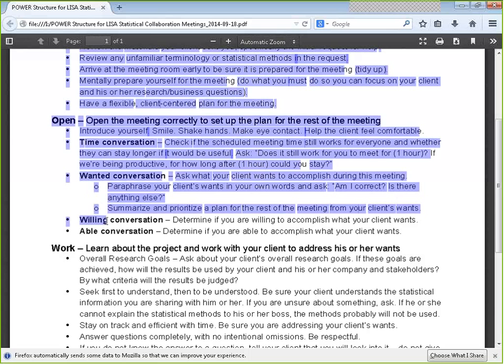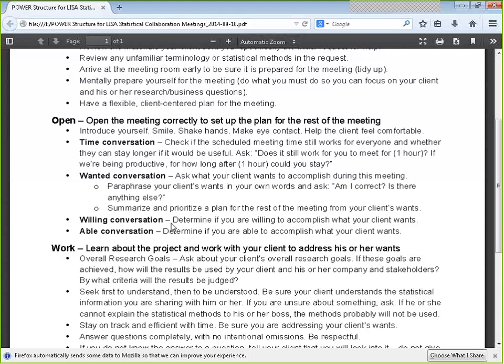Then another part of that is the willing and able conversation. So if your client says, you know, I'd like to explain my project to you and for you to give me some advice on how I can collect better data, then you think, all right, am I willing to do this? And the answer is usually yes. And am I able to do this? And the answer is hopefully yes. So you can say, sure, that sounds great.